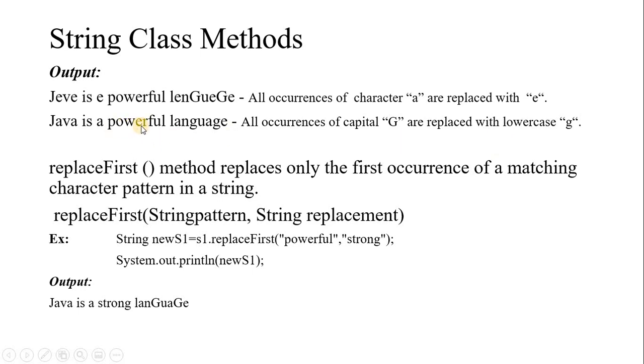For example, in "Java is a powerful language," you want to change "powerful." So you can say replaceFirst "powerful" with "strong." What will happen? "Java is a strong language." So the replaceFirst method will focus on the first occurrence of the matching.